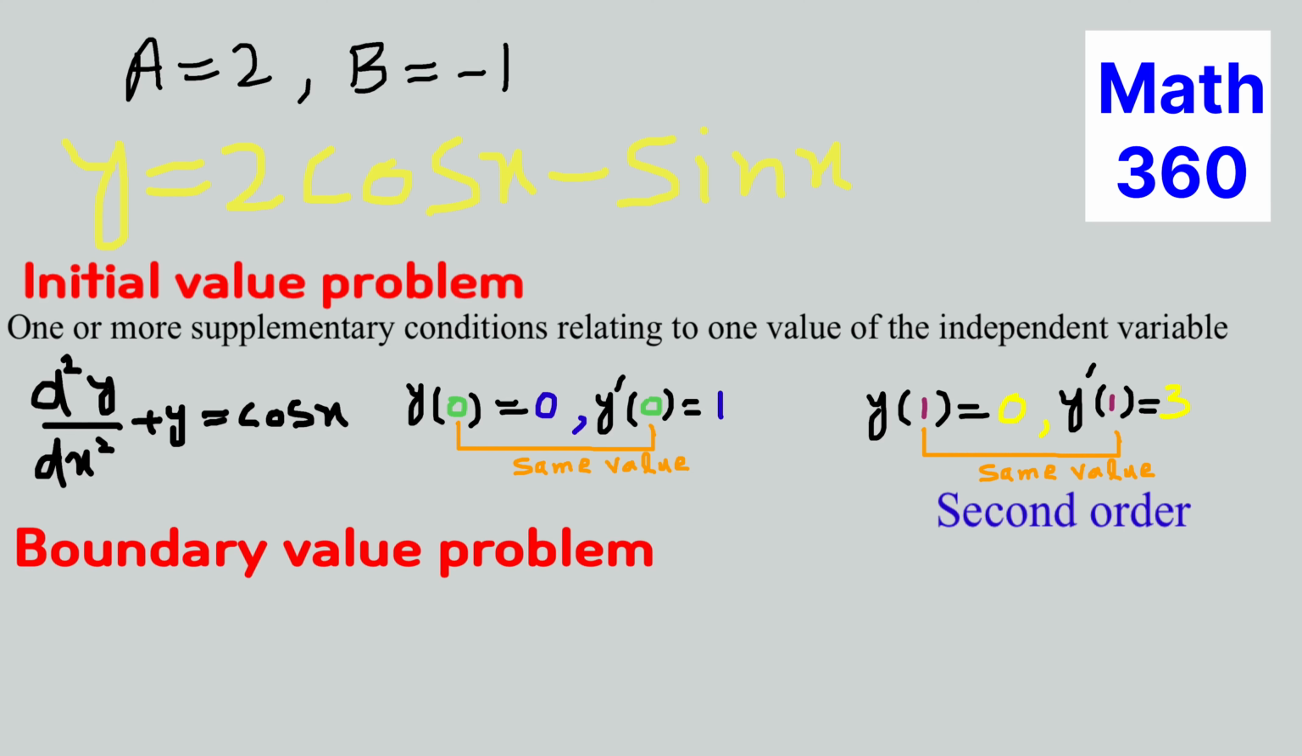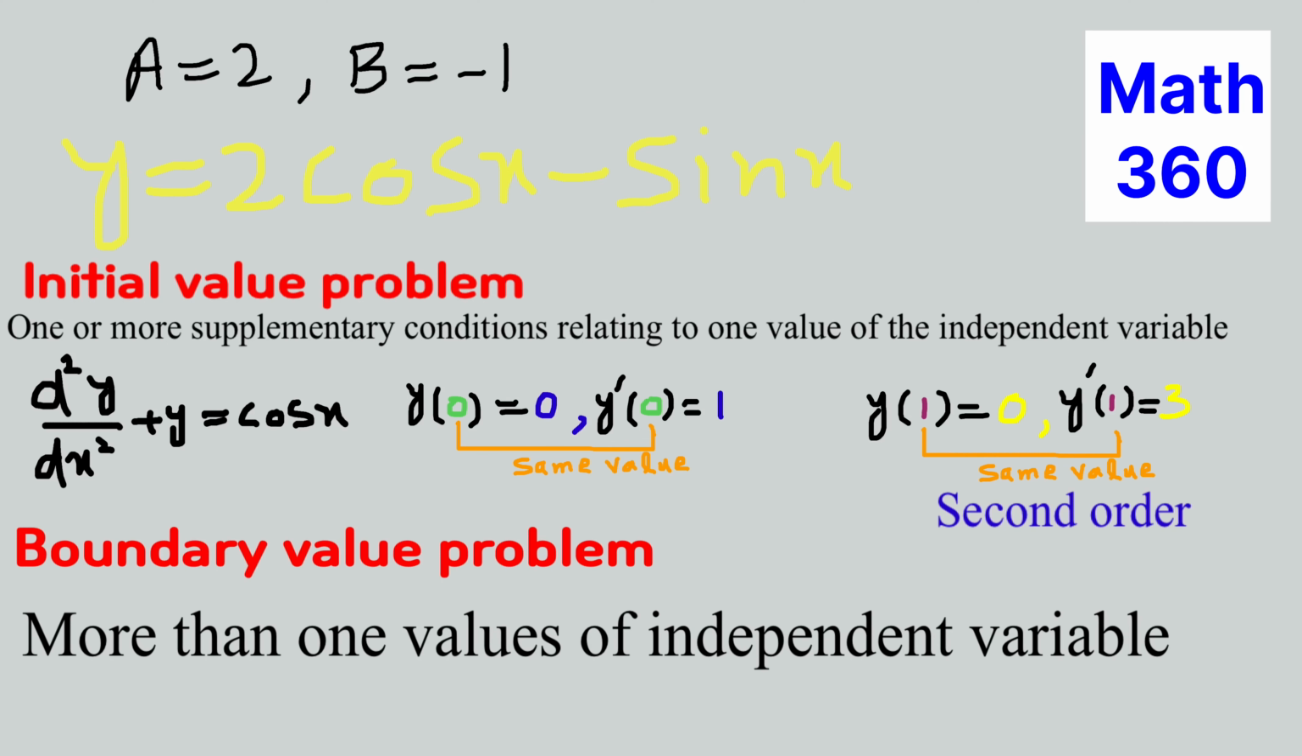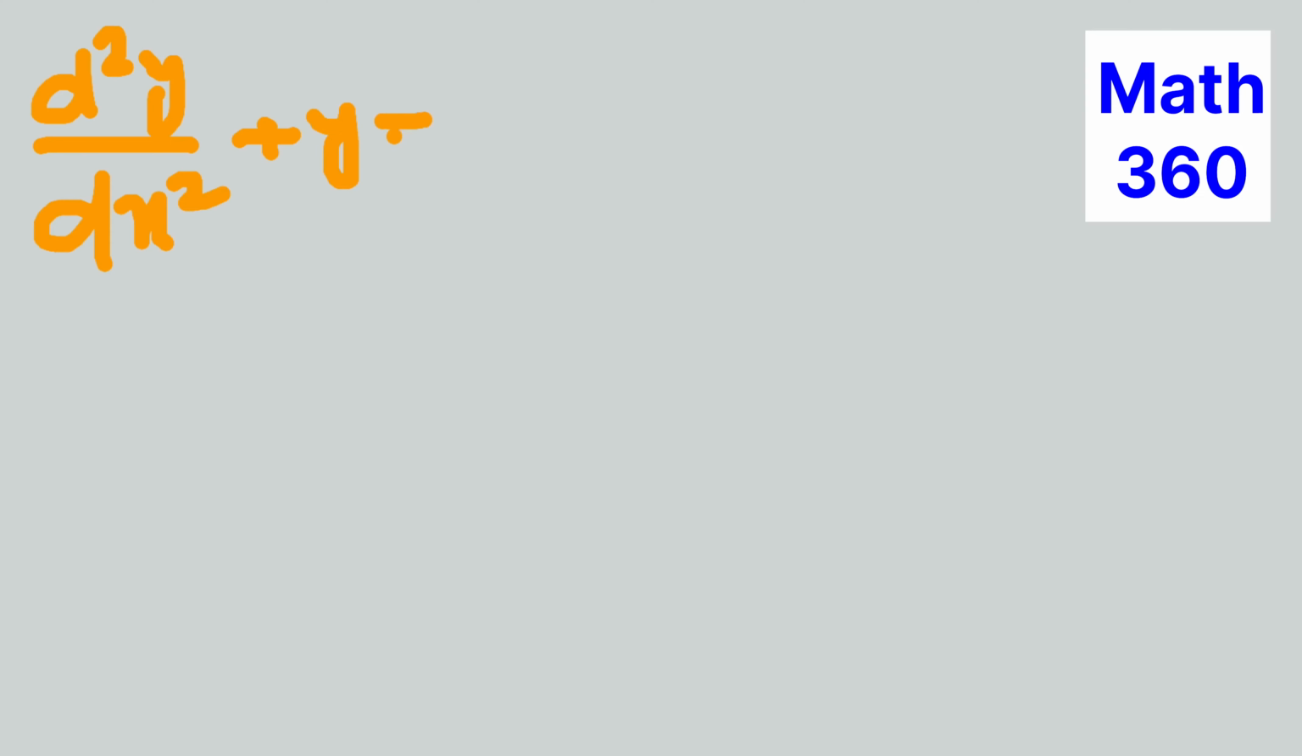A problem involving a differential equation and one or more supplementary conditions relating to more than one value of the independent variable, which the solution of the differential equation must satisfy, is called a boundary value problem. Example: d squared y over dx squared plus y is equal to 0. The boundary values are y(0) is equal to 2 and y prime (pi/2) is equal to 4. The values of the independent variable are different.